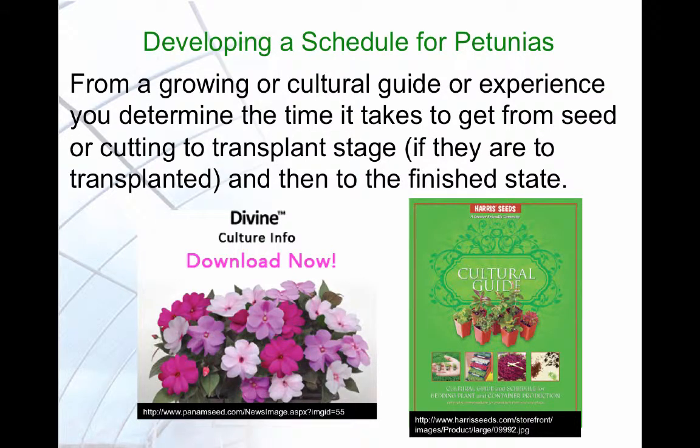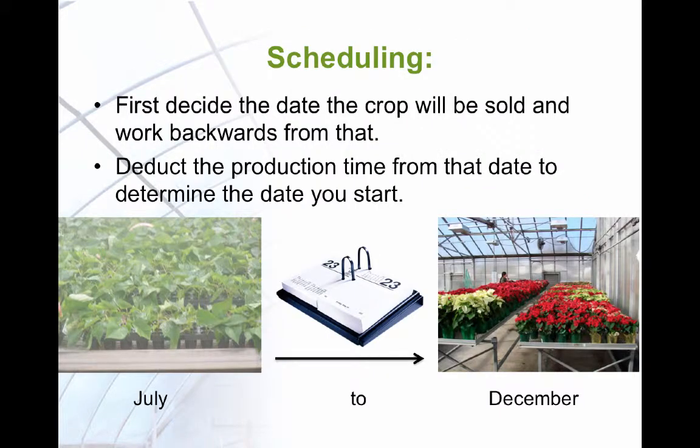From a growing guide or your experience, you determine how long it takes to get the seed or cutting to the transplant stage, if they are to be transplanted, then the time it takes to get it to finish. To schedule, you start with the date you want the plants to be ready and then work backward. The start date is the total production time subtracted from the final date. The poinsettia cuttings on the right in the picture were started in July to have them ready for Christmas sales.